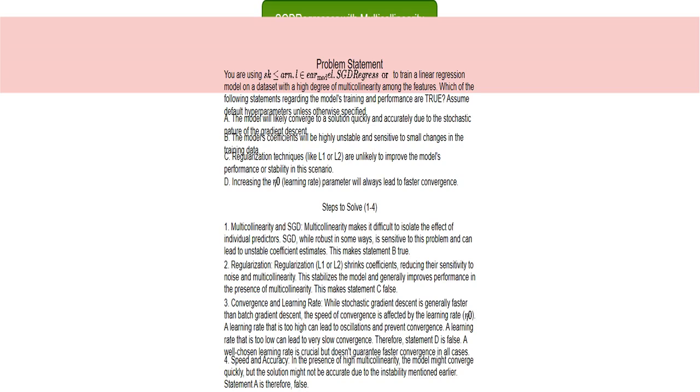I'm presenting a multiple-choice question about using SGDRegressor, Stochastic Gradient Descent Regressor, from the scikit-learn library in Python. We're focusing on how it behaves when the data has high multicollinearity, meaning features are highly correlated. The goal is to identify the true statements about the model's training and performance in this specific situation.